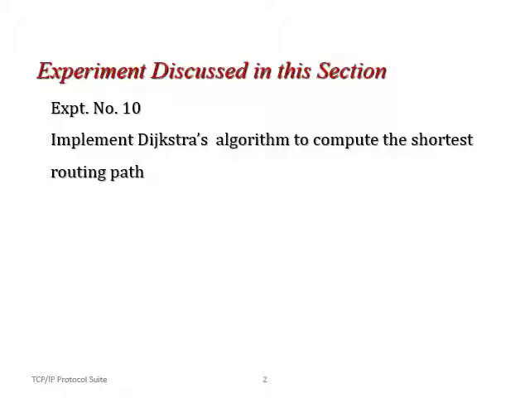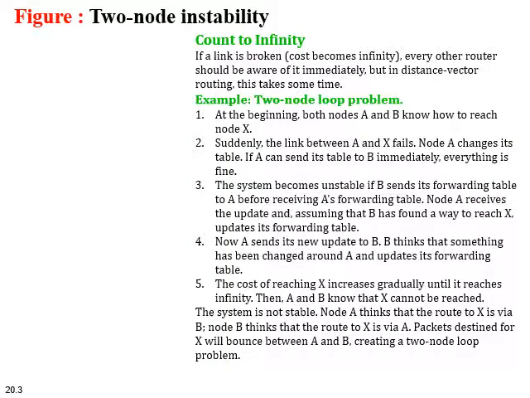The experiment number 10 definition: implement Dijkstra's algorithm to compute the shortest routing path. We discussed in experiment number 9 the distance vector algorithm. In that, we found one shortcoming. So to overcome that shortcoming, we are discussing this Dijkstra's algorithm. So let us begin.